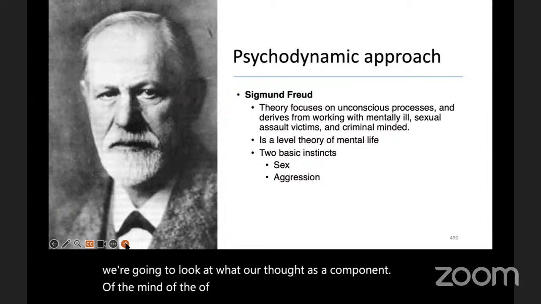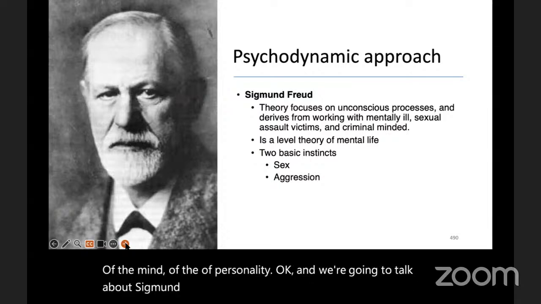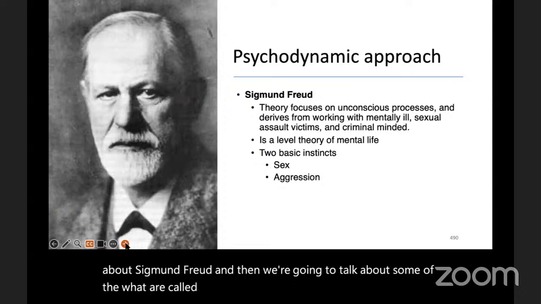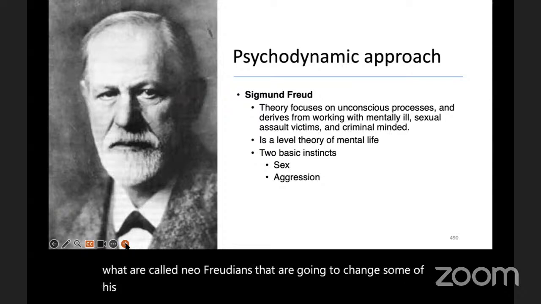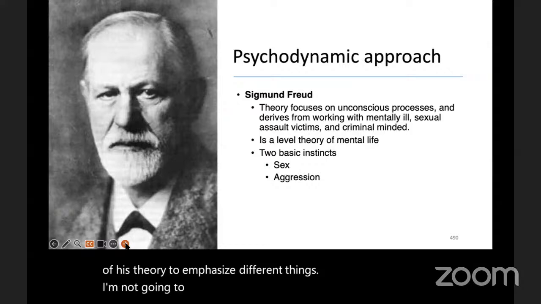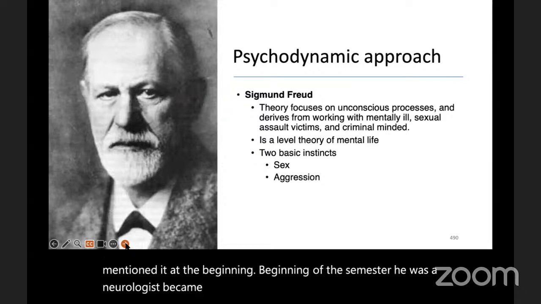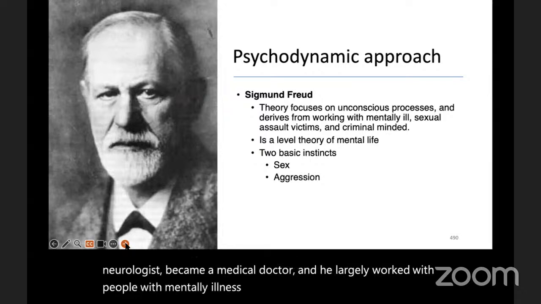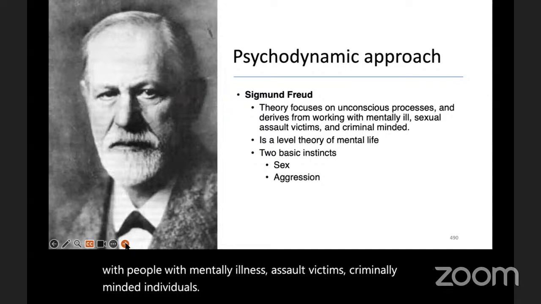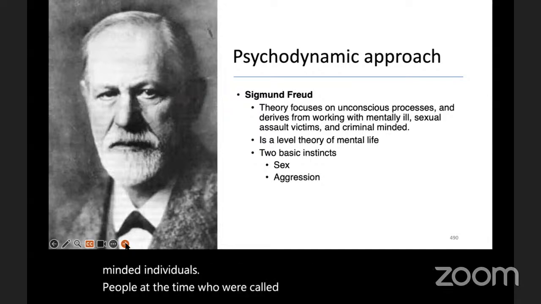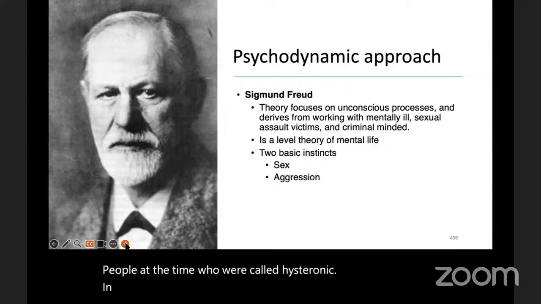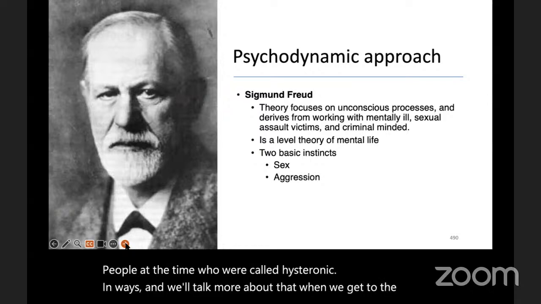Okay. And we're going to talk about Sigmund Freud, and then we're going to talk about some of the what are called neo-Freudians that are going to change some of his theory to emphasize different things. I'm not going to completely review Sigmund's history. I kind of mentioned it at the beginning of the semester. He was a neurologist, became a medical doctor, and he largely worked with people with mental illness, assault victims, criminally minded individuals, people at the time who were called histrionic in ways. And we'll talk more about that when we get to the abnormal psychology section.